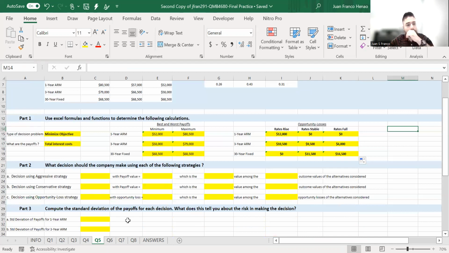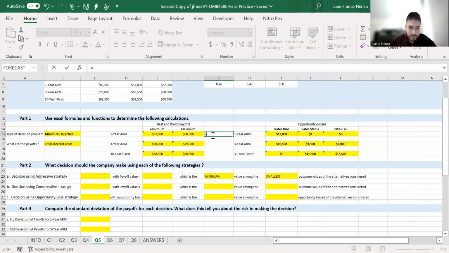Now, what decision should the company make using each of the following strategies? For the aggressive strategy, when we are minimizing our objective, we want the minimum value among the smallest ones. So let's find it here. We're gonna find the minimum among these.